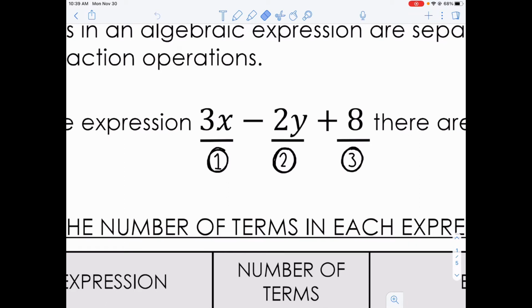So you're going to look through your expression. Anytime you find an addition or a subtraction sign, you put a line in front of it. I see that this is a subtraction sign, so in front of it I'm going to put a line to split my terms. Keep going through, I see there's a plus, so I'm going to put a line in front of it to split my terms. So now I see that there are 1, 2, 3 terms in this expression.